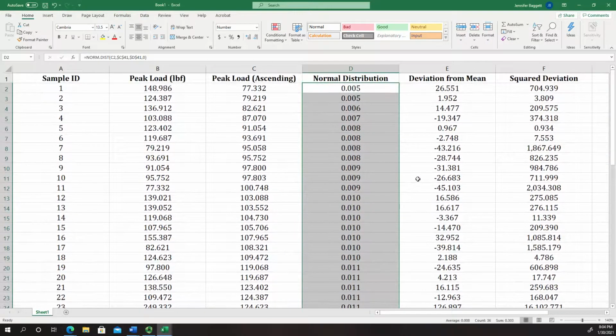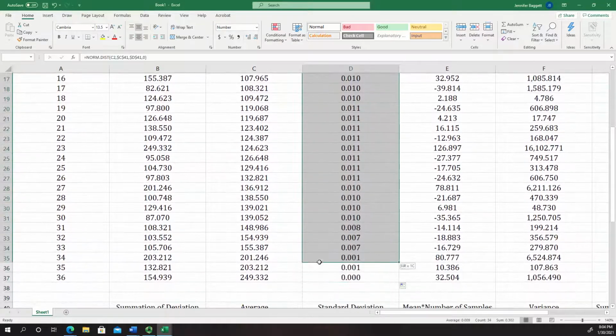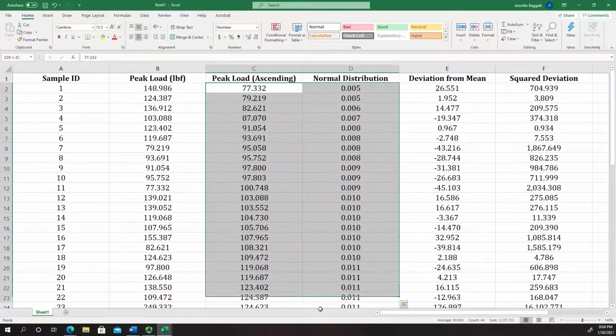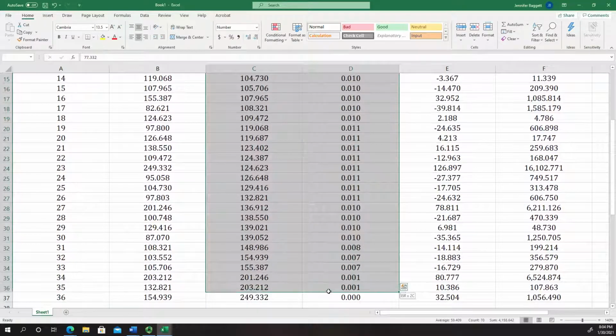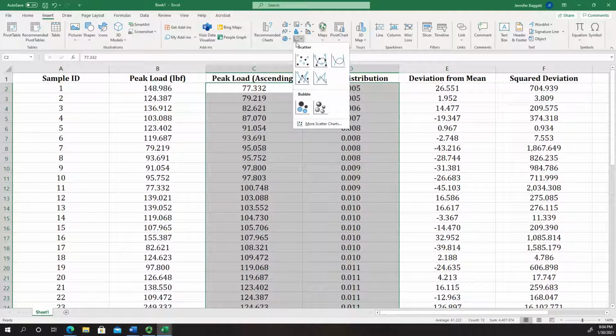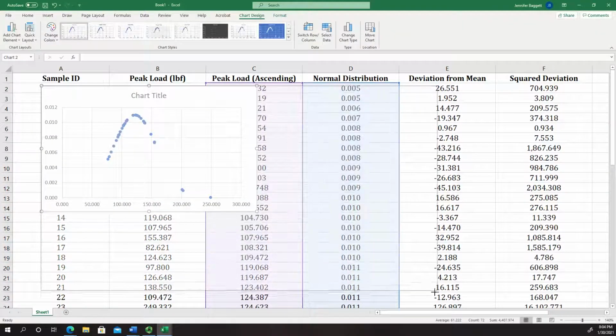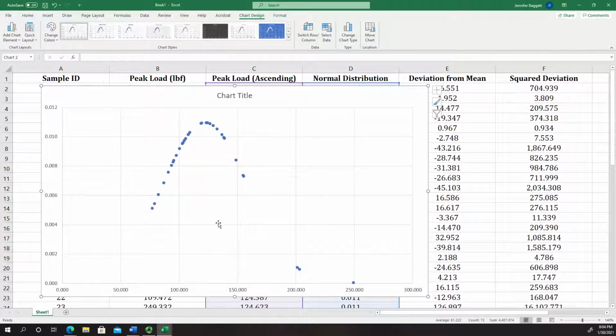So now if we want to graph this, we can highlight this whole column, highlight both of these, and then do a scatter plot. And you'll see it looks like a fairly reasonable normal distribution plot. So it's a little bit skewed. It's not directly in the center because we have these little outliers over here, but it's fairly normally distributed for the set of cans that we have.